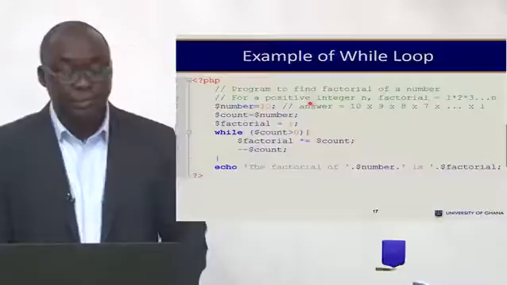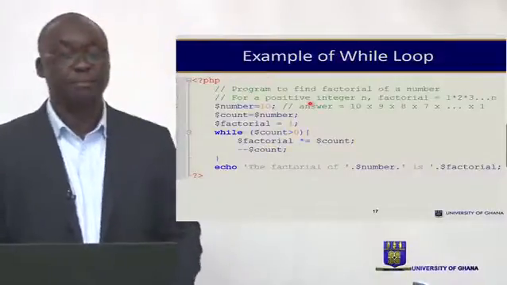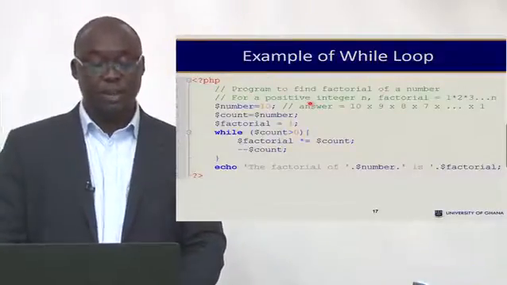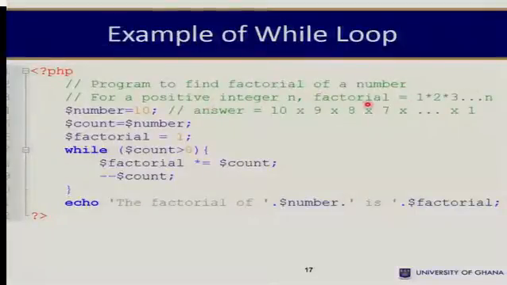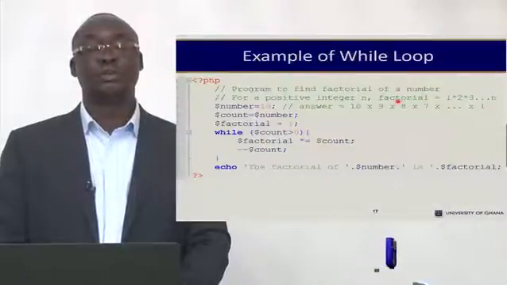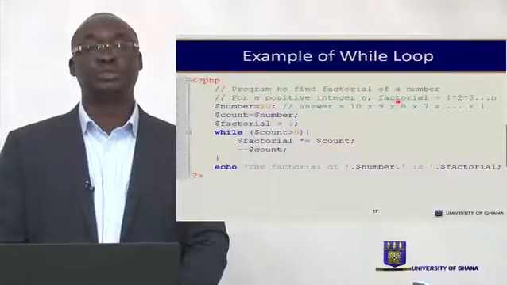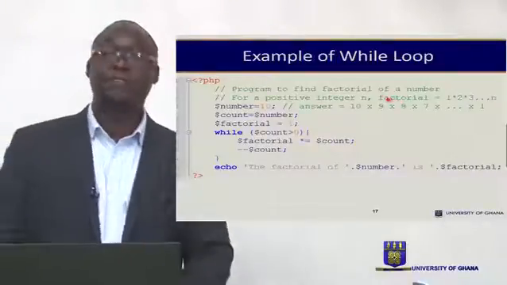For example, this program finds the factorial of a number. The factorial of a number, for instance n, is 1 times 2 times 3 times 4 all the way to n. So if I give you the factorial of 3, it is equal to 1 times 2 times 3. So our answer would have been what? 6. If you are given the factorial of 4, you are going to have 1 times 2, which is 2, times 3, which is 6, times 4, which is 24. So that's how factorial is calculated.